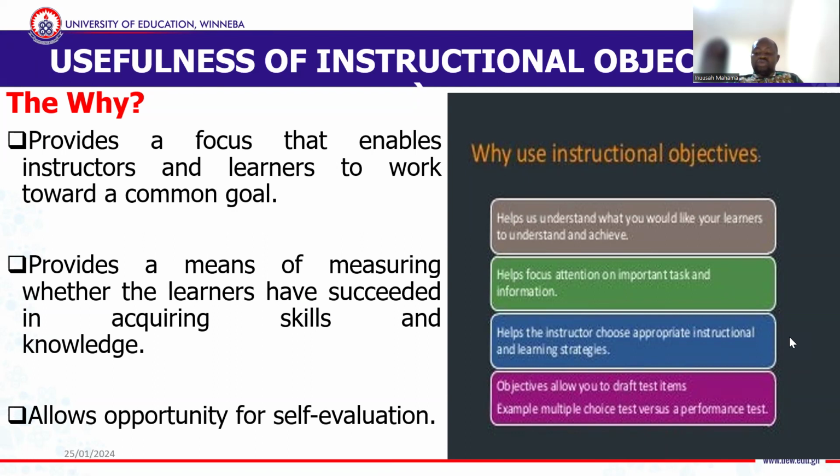It gives us the opportunity to measure what we have engaged our learners in so that we can get to know whether they have attained the acceptable level of skill that we want them to gain. Again, it gives you the opportunity to self-evaluate as an instructor, whether what you have done, you have achieved it or not.